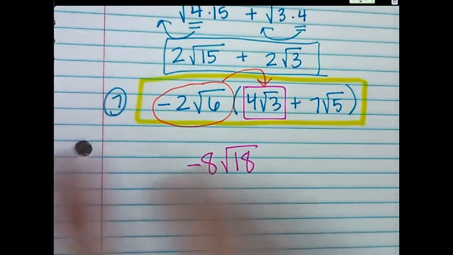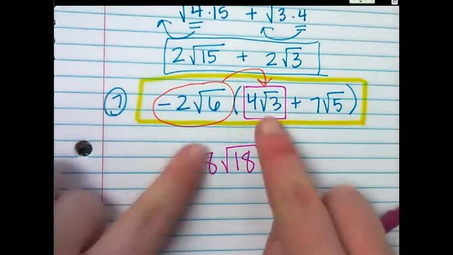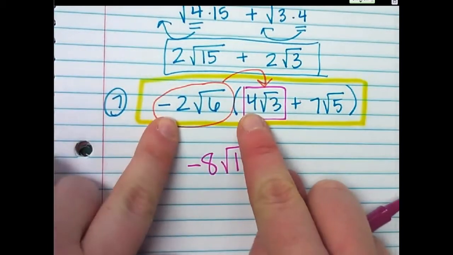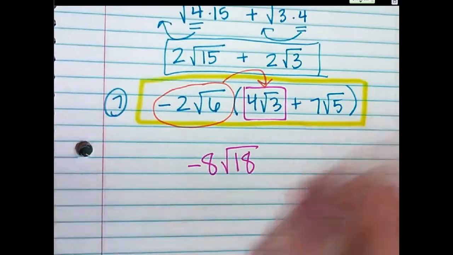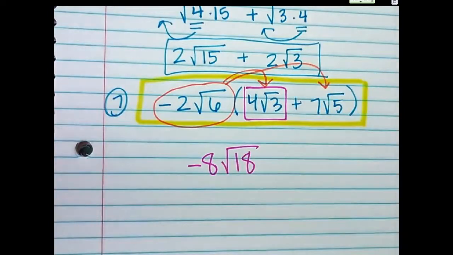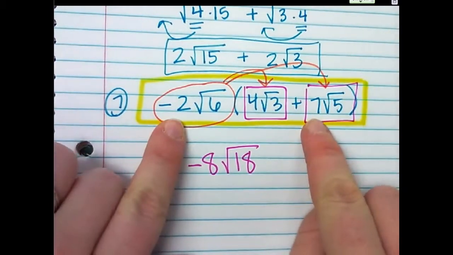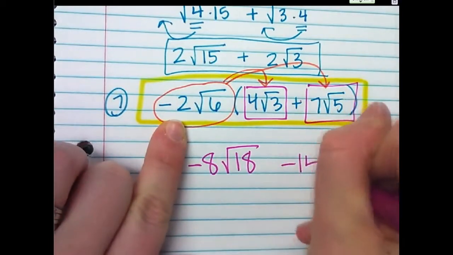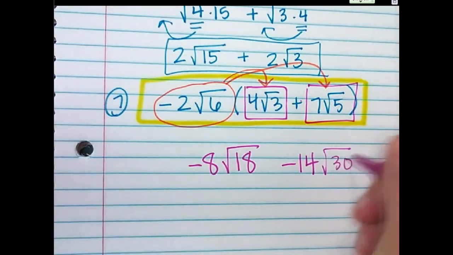So everyone make sure you see that this whole thing is together. Don't try to do like the negative 2 to both parts. Just the whole pieces. So I did the coefficients, negative 8, and I did the radicals, 18. Then I go to the second part, and I do the whole thing. So I do the coefficients, negative 14, and I do the radicals, 30.